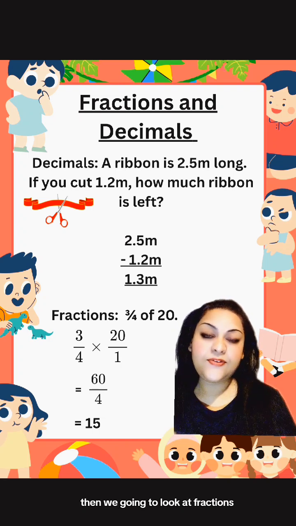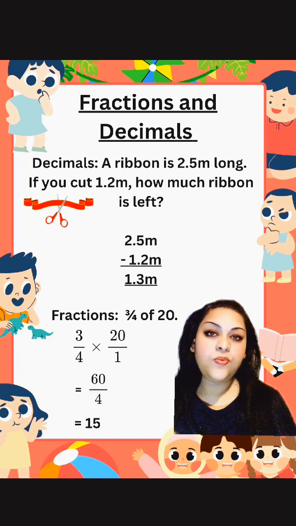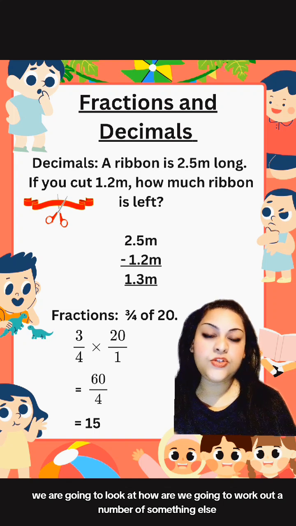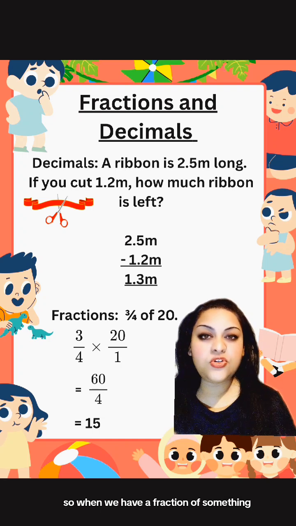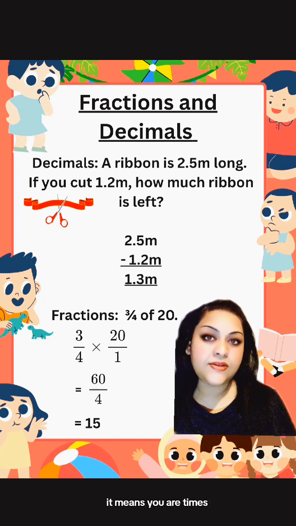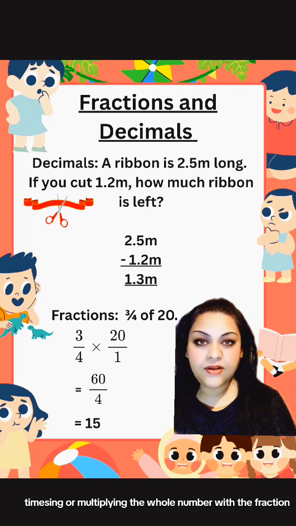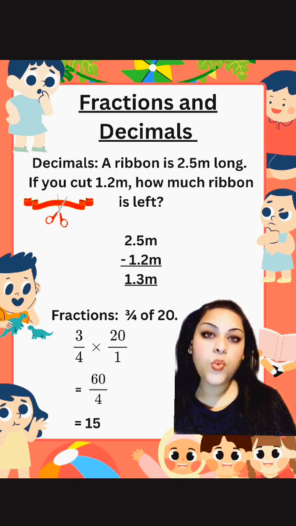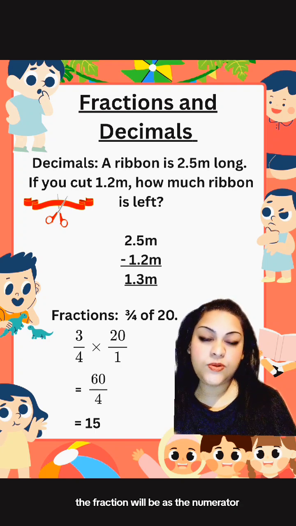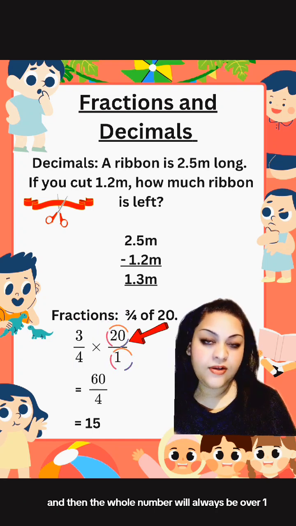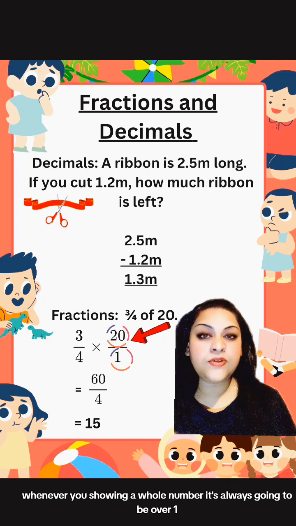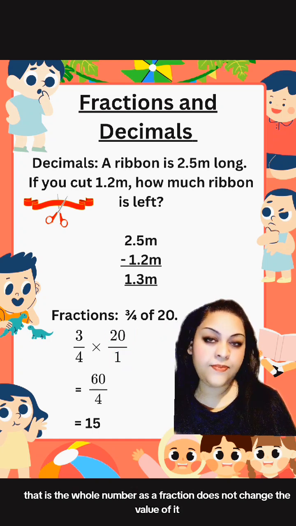Then we're going to look at fractions, and with fractions we are going to look at how we work out a fraction of something else. So when we have a fraction of something, it means you are timesing or multiplying the whole number with the fraction. Whenever we need to show this, the fraction will be the numerator, which is the first number, over the denominator, which is the second number, times the whole number, which will always be over 1. Whenever you're showing a whole number, it's always going to be over 1. That is the whole number as a fraction.